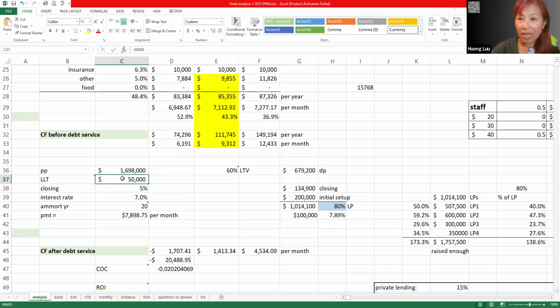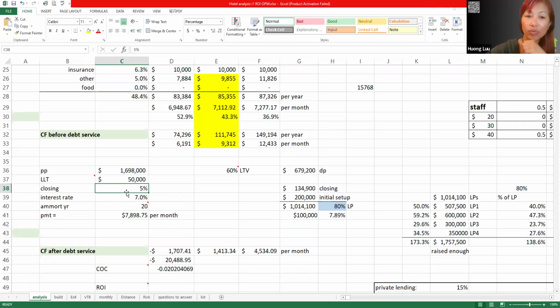There's a land transfer tax here of 50,000. Depending on which province this is in, this amount is going to change, so right now I've just got a placeholder in there for 50,000. I've put in a 5% closing cost. That's going to cover land transfer tax, potentially, any legals, any environmental reports, appraisals, anything like that that I need to pay extra for. So that's part of the 5%.